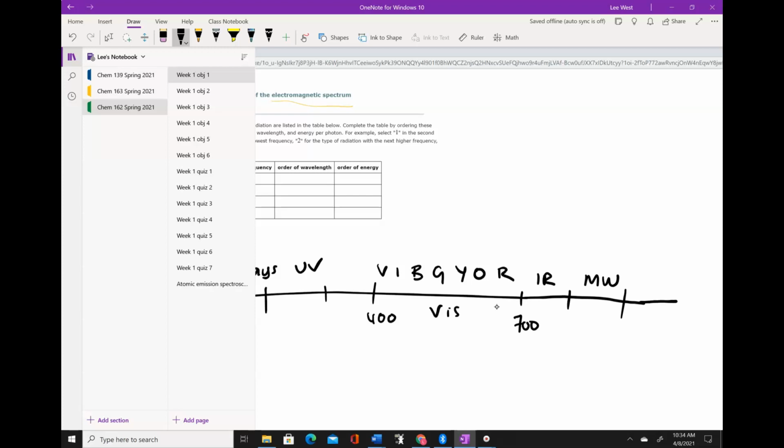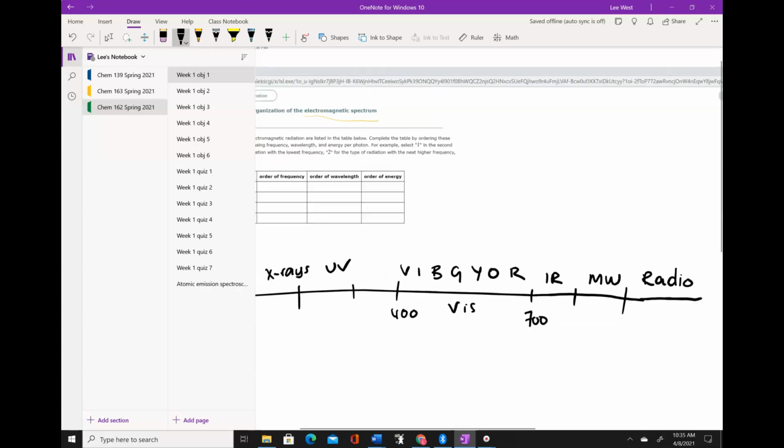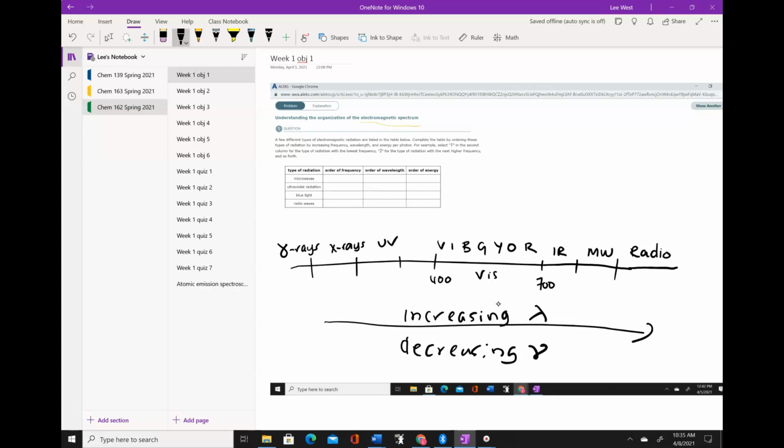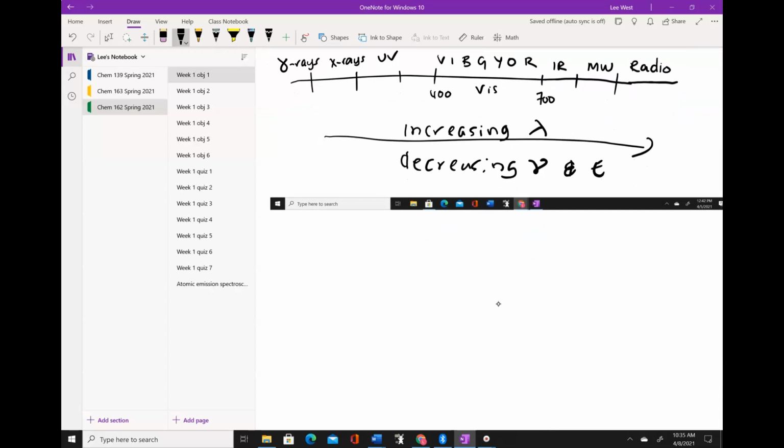And then there are a bunch of divisions in here, but I'm just going to call them collectively radio waves. And that's all of your FM radio, AM radio, radar, TV, things like that. Okay, so we have to list these in order of frequency, wavelength, and energy. The important thing is that we've got increasing wavelength going left to right, and decreasing frequency and energy. And how those 3 things are related is like this.